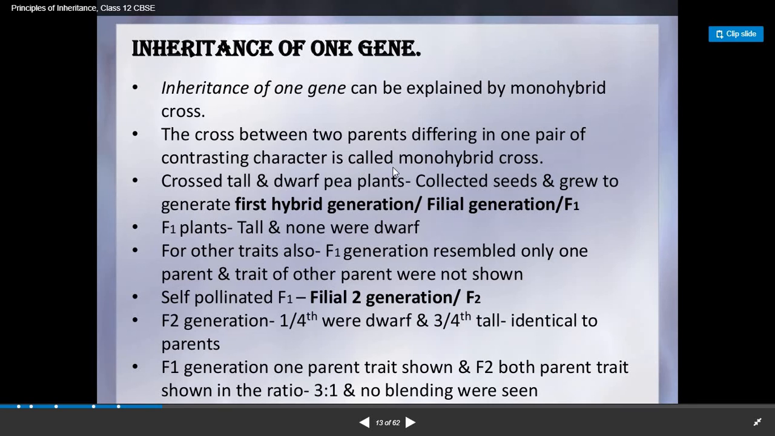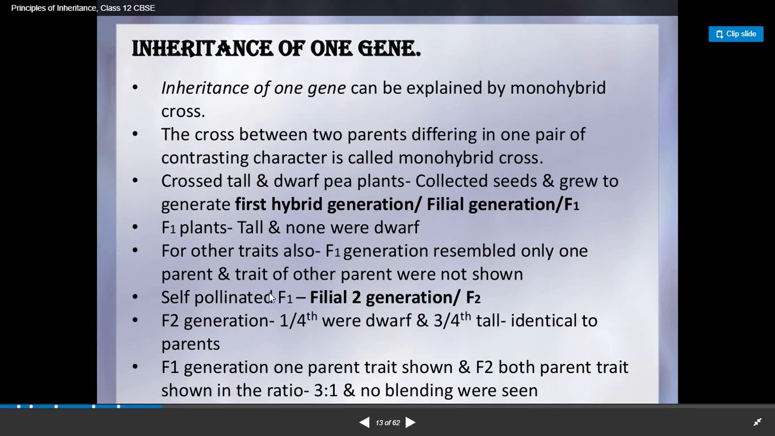Now, in this monohybrid cross, he crossed tall and dwarf pea plants. He collected seeds and grew them to generate the first hybrid generation, that is known as the first filial generation. In the experiment, the F1 plants were tall and none were dwarf, meaning all plants were tall. For other traits also, the F1 generation resembled only one parent and the trait of the other parent was not shown.